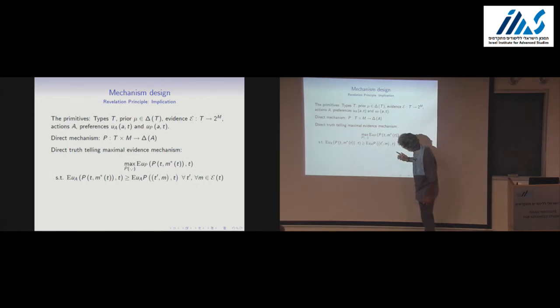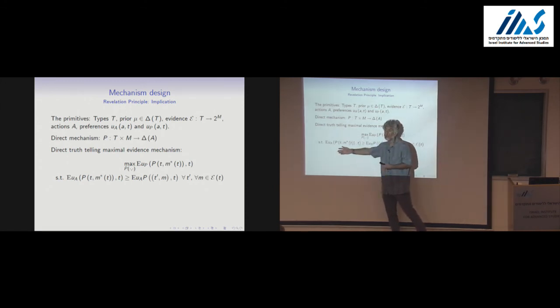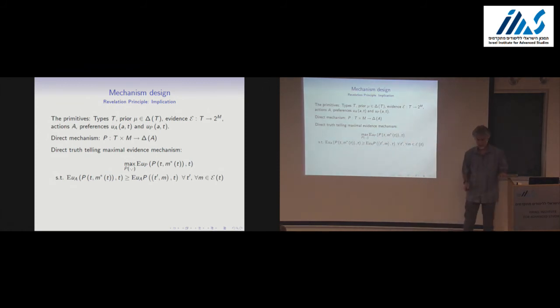The parentheses are wrong. Yes, this one should be here, sorry. As on that side, there shouldn't be a double here, it should be over there. So you get the utility of the action and your type. This is your true type. This is your reported type. This is your evidence that you send. This is what the principal would do. Your utility from that has to be less than what you get when you do what you're supposed to, tell the truth and send the maximal evidence.